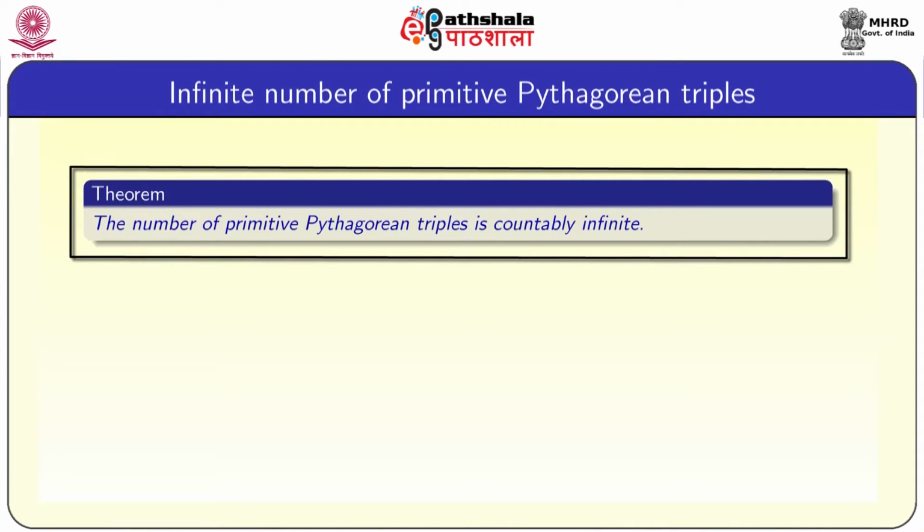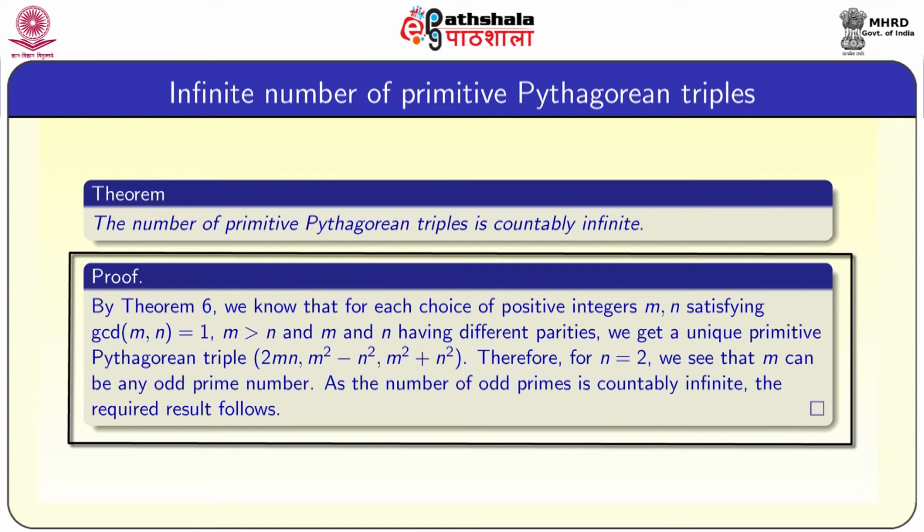Now, we will show that the number of primitive Pythagoras triples is countably infinite. That proof is easy. By theorem 6, we know that for each choice of positive integers m and n satisfying GCD of m, n equal to 1 and m greater than n, with m and n having different parities, we get a unique primitive Pythagoras triple 2mn, m square minus n square, and m square plus n square. Therefore, taking n equal to 2, we see that m can be any odd prime number. As the number of odd primes is countably infinite, we get the required result.